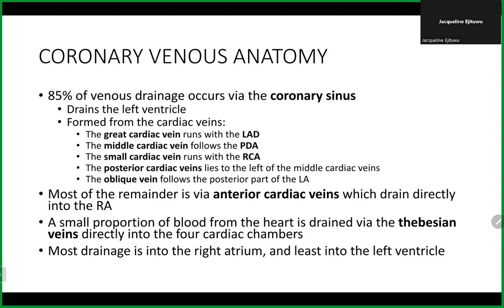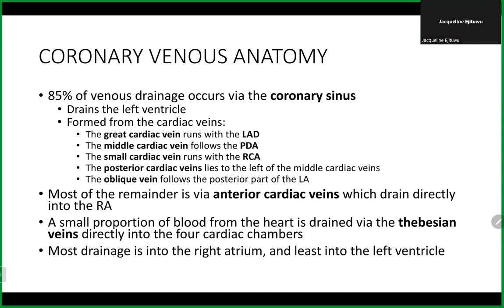The small coronary artery, it courses along the posterior surface of the LV and eventually drains into the coronary sinus. We have the posterior cardiac veins, which also lie to the left of the oblique vein, which follows the posterior part of the left atrium.